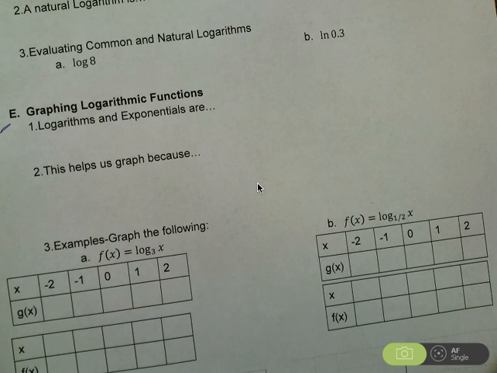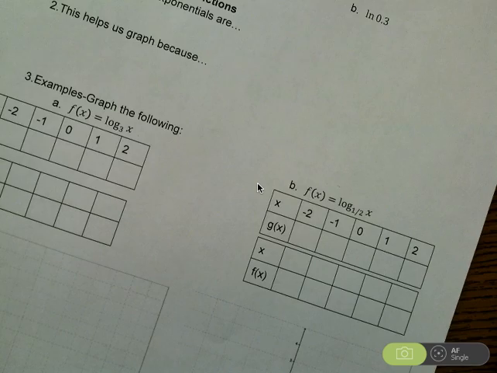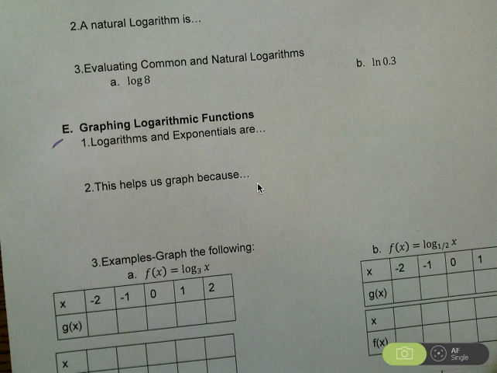Okay, so let me find the notes that I've already done, because those have the answers on them. Yesterday we talked about logarithms. Hopefully you got the notes if you weren't here. Otherwise, today might be a bit confusing.